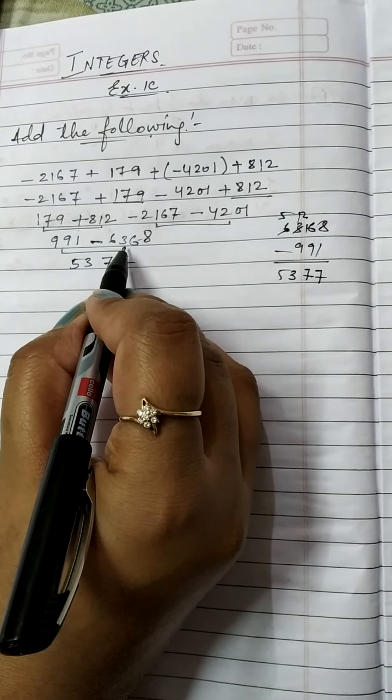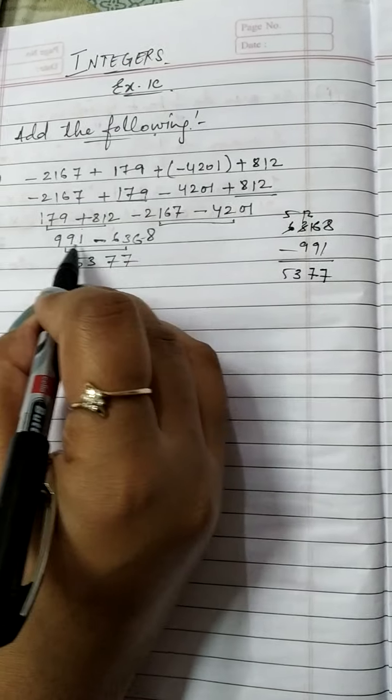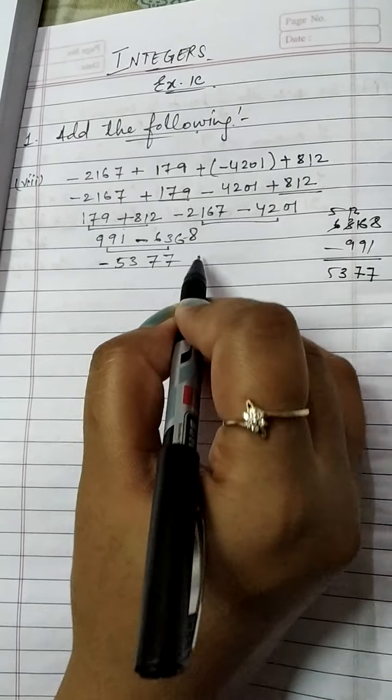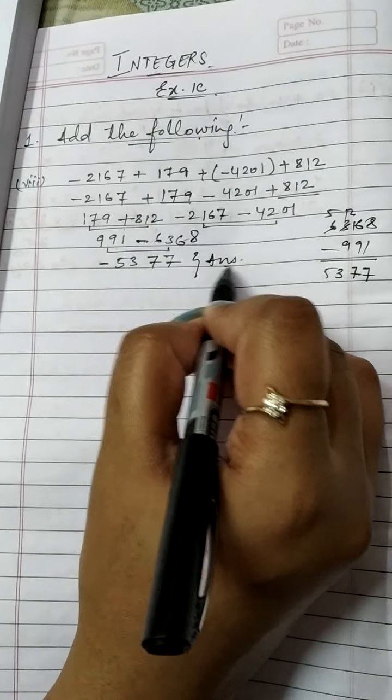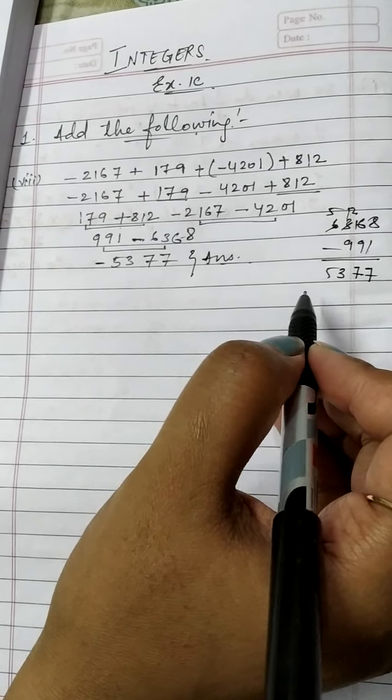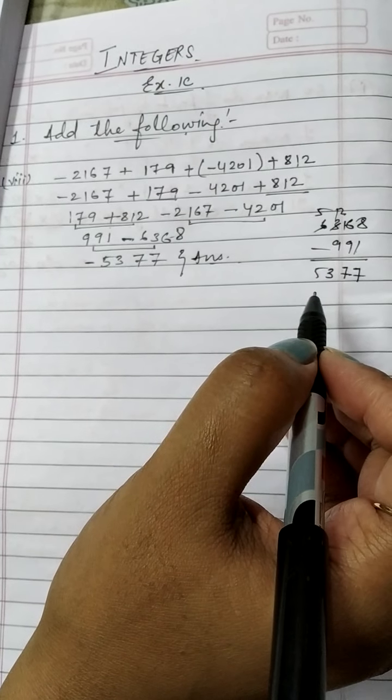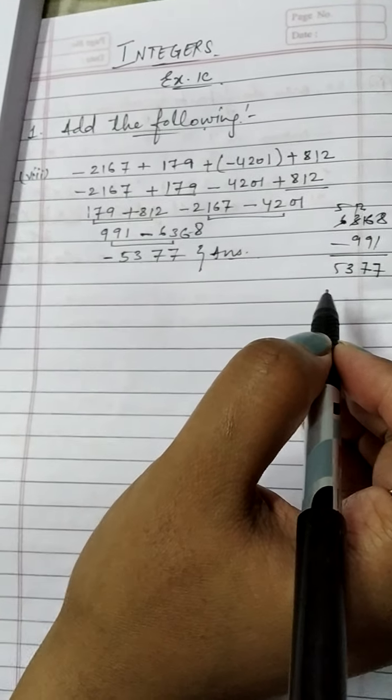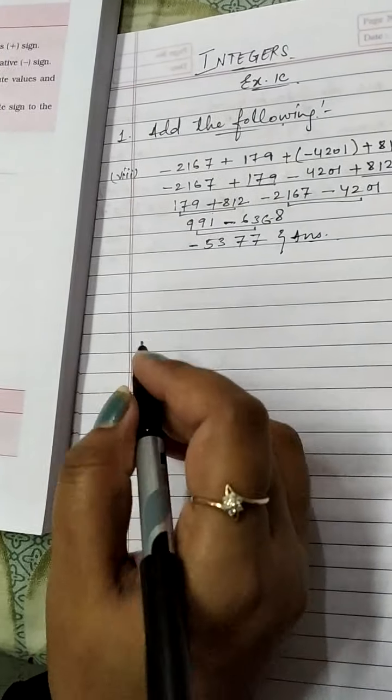This number is greater, 6368. It has a negative sign here, so the answer will be minus 5377. So I hope, class, this is clear to you, how you have to do question number 1 of exercise 1c.